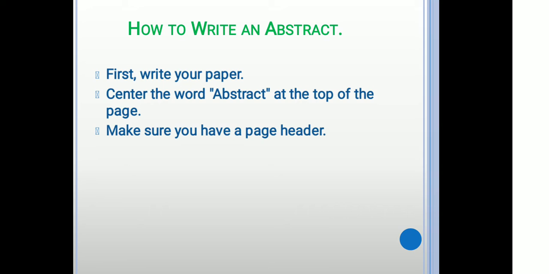Make sure you have a page header. The page header, also known as a running head, should be included at the top of every page. A shortened version of your paper title should be aligned to the top left of the page. The character count should not exceed 50 characters, including spaces and punctuation. Every letter in the page header should be capitalized. The page number should appear in the top right of the page.